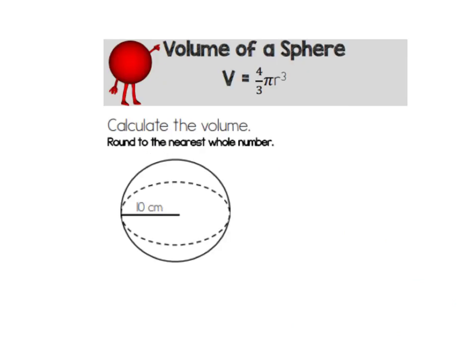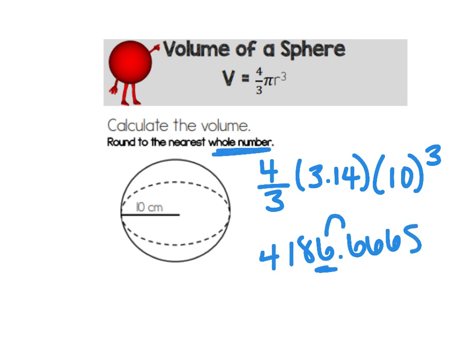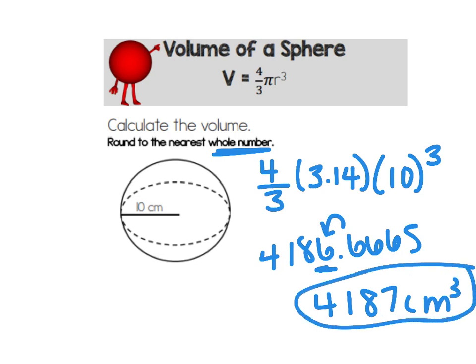In this case they gave us the radius, so we can go straight into plugging in the formula. 4/3 times pi, which is 3.14, times the radius, which is 10, cubed. In your calculator, 4 divided by 3 times 3.14 times 10 cubed would be 4,186.6665. They're saying round to the whole number, so I'm going to round the 6 using the 6. So that would be 4,187 centimeters cubed.